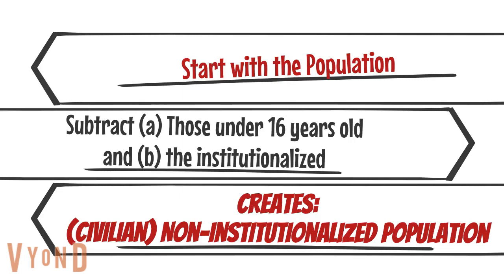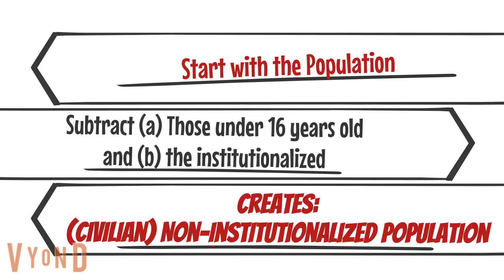Then we're going to take everybody who is what we call institutionalized, in school full-time, in prison, in the hospital, something like that. You're institutionalized. And because you're institutionalized, we don't expect you to be either employed or unemployed. If you're in a coma, you're in a coma. You're not employed and you're not unemployed.